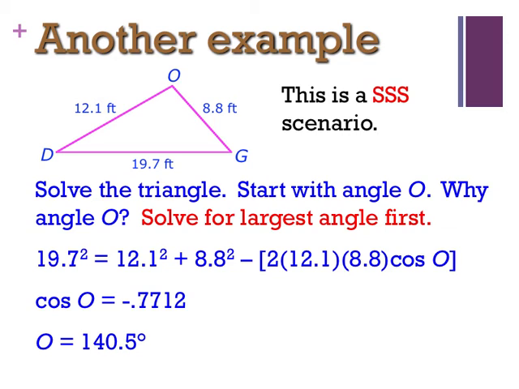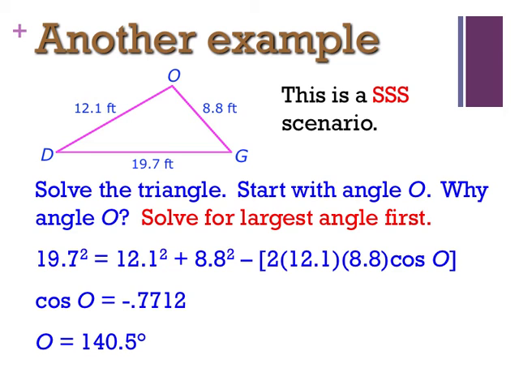And the reason why we always do the biggest angle first is because it will most of the time get us the obtuse angle. And that eliminates this other possibility that can show up. Which angle do I solve for next? G, right, because that's the next biggest angle. And to do that, I go back to law of sines.